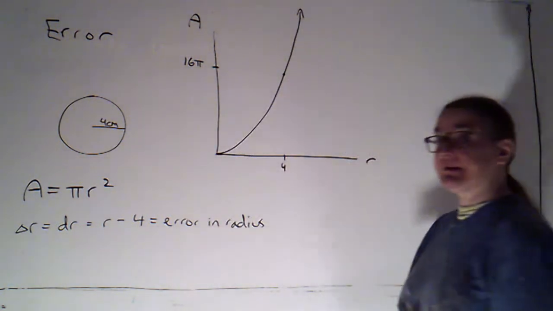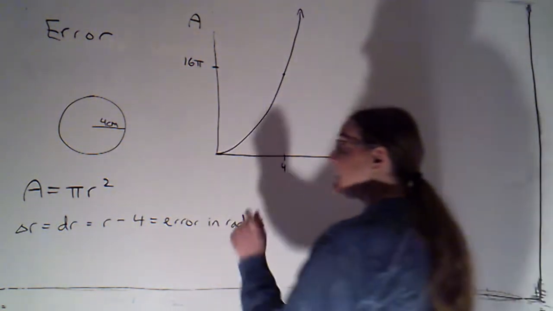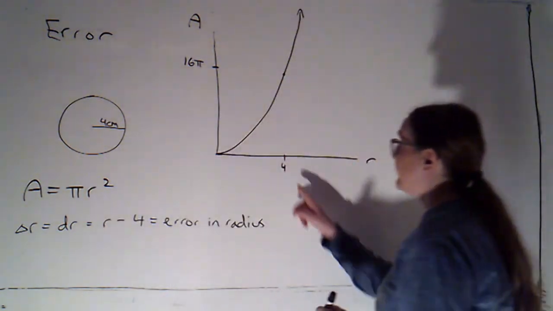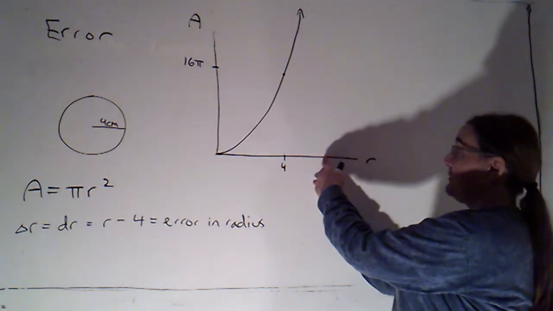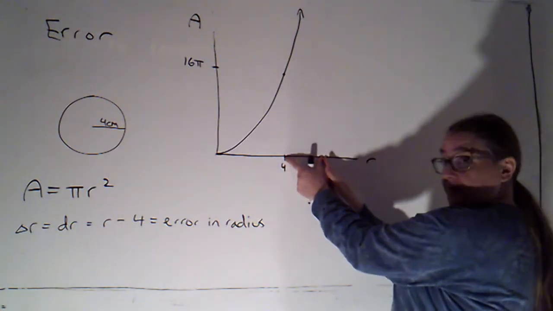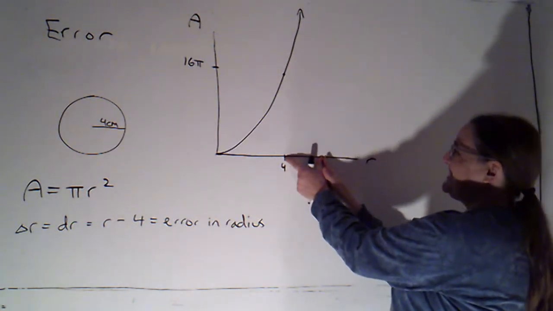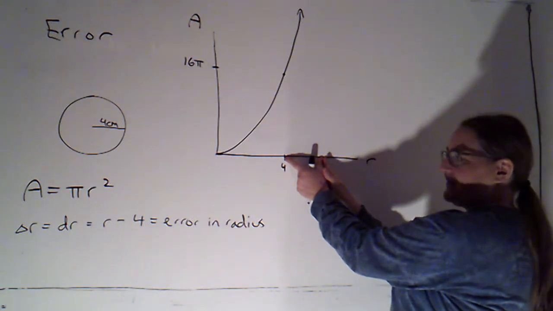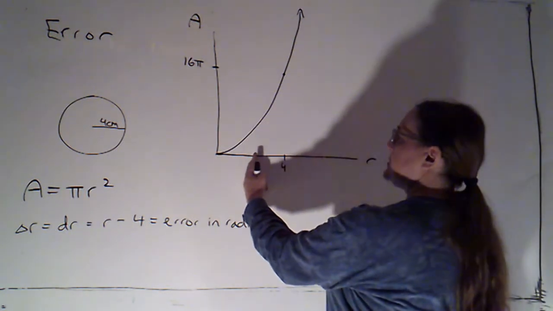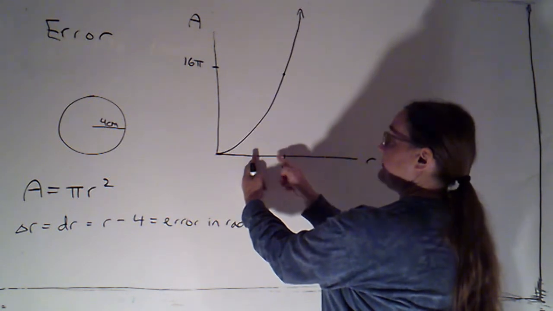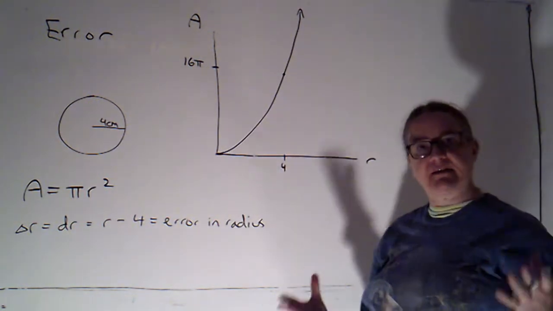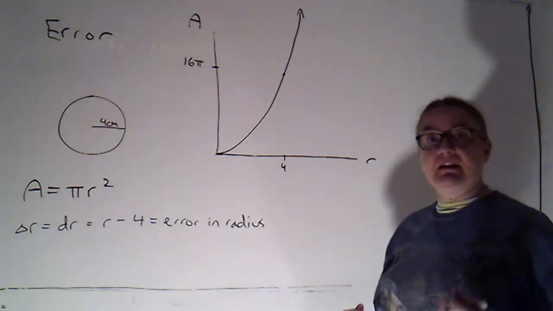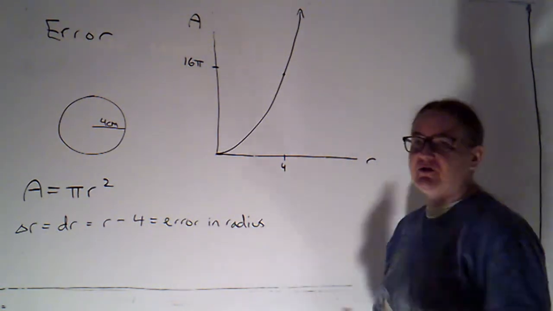in the radius. Now, I said it's a signed distance that we are away from 4. They might measure the radius too big so that they'd have something bigger than 4, in which case delta r, which I'm going to set equal to dr, would be a positive number. If they measure the radius too small, a value to the left of 4 minus 4 would give me a negative error. So error is always a signed quantity, indicating that you can measure something too big or too small.